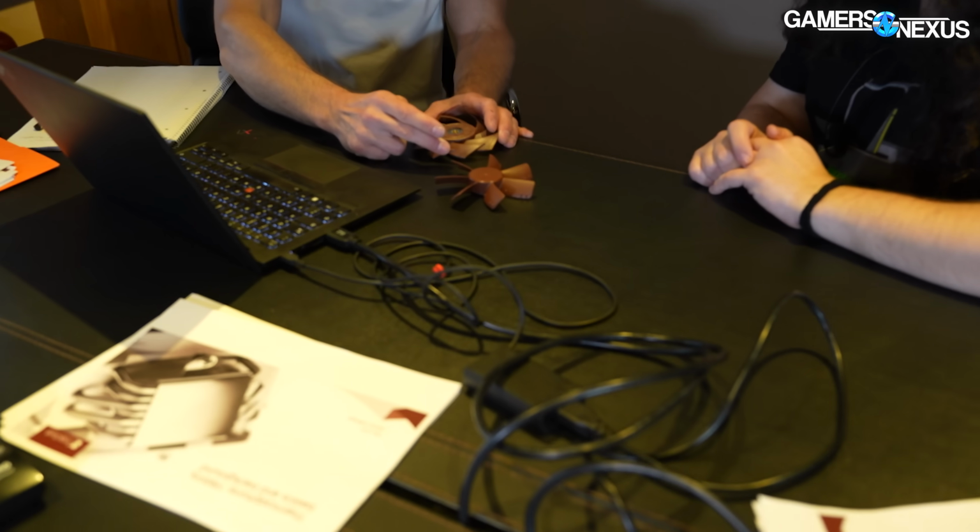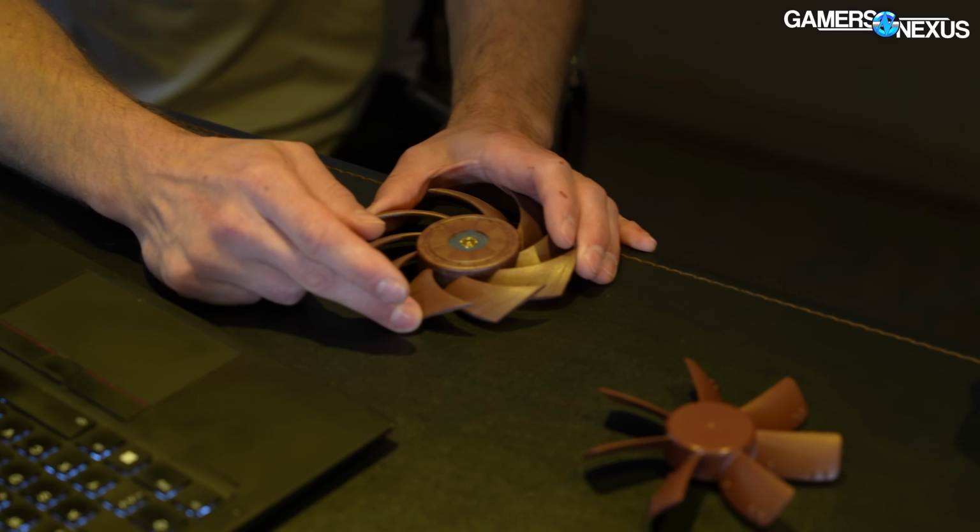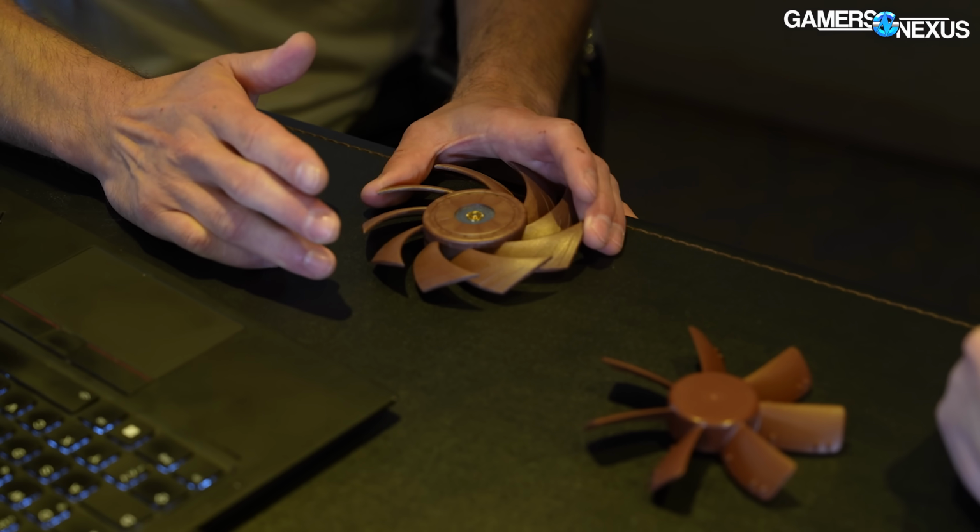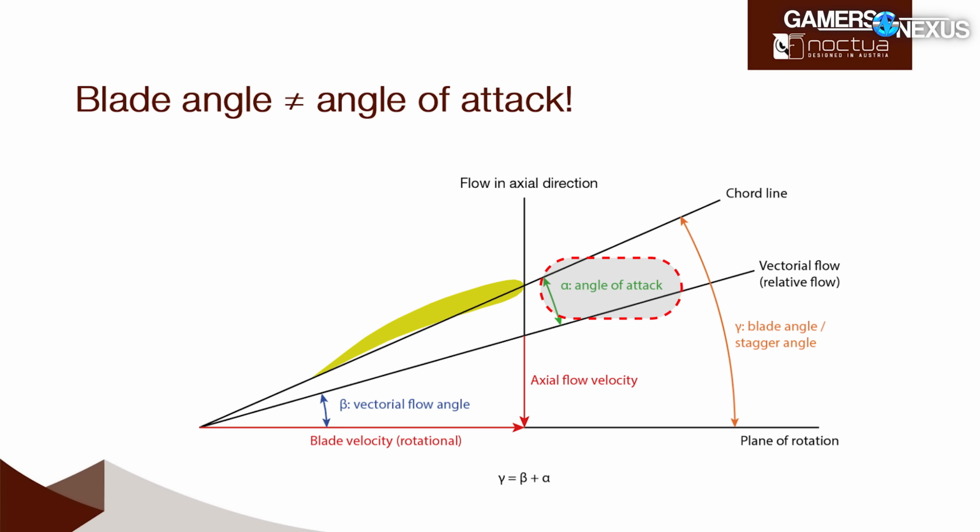Blade angle, it's also sometimes called stagger angle in the literature, is a purely mechanical property. So that's the angle between the plane of rotation and the chord line of the blade. So the chord line is an imaginary line between the leading edge and the trailing edge of the fan blade. So that's the blade angle. Angle of attack is something different. That's the angle between the chord line and the relative flow, or the vectorial flow angle.